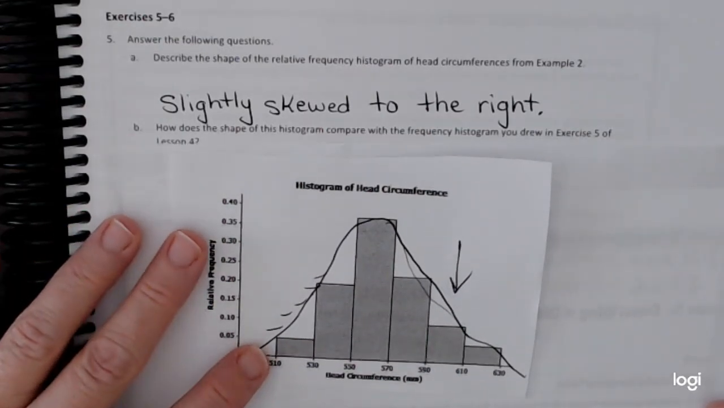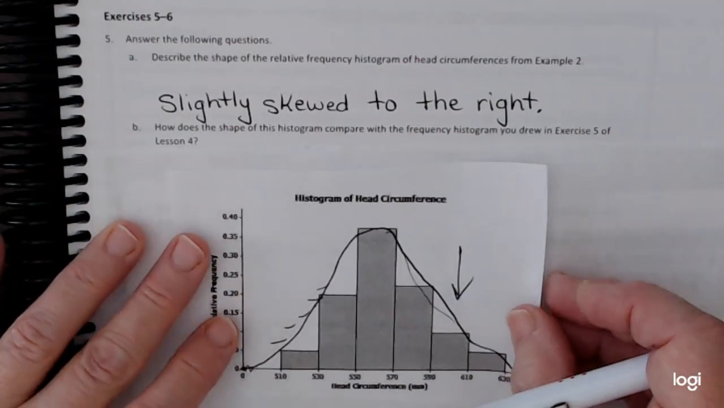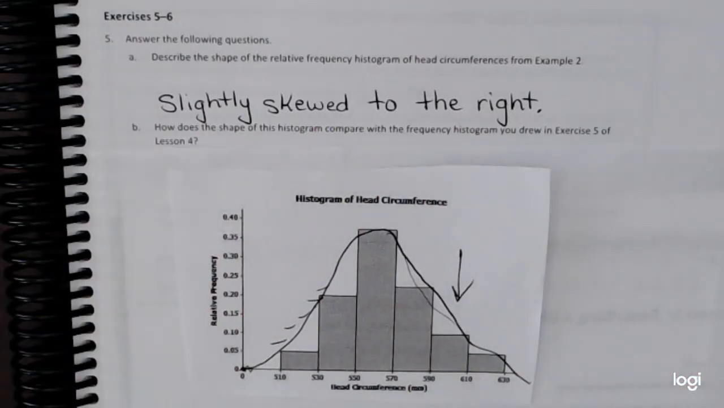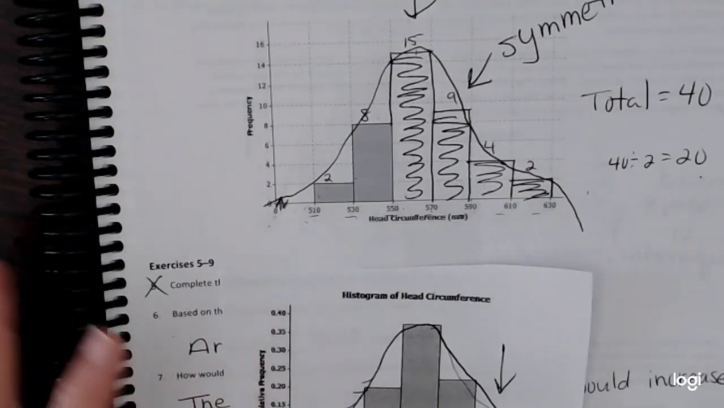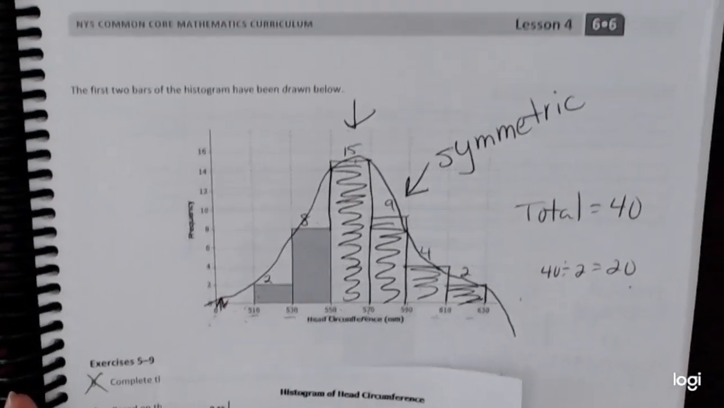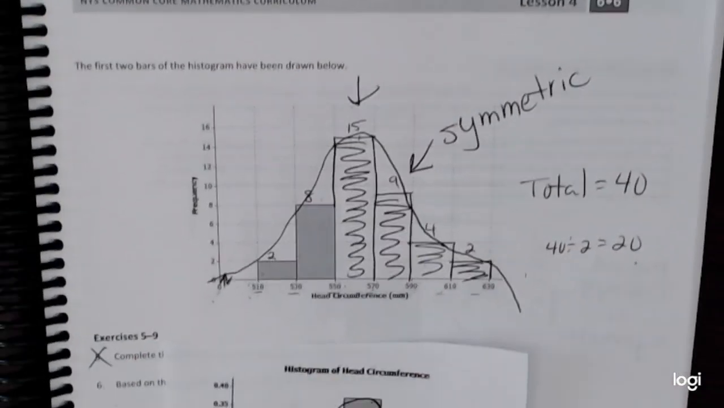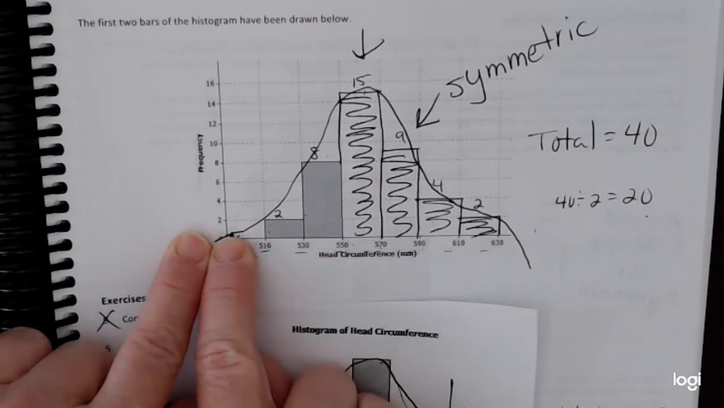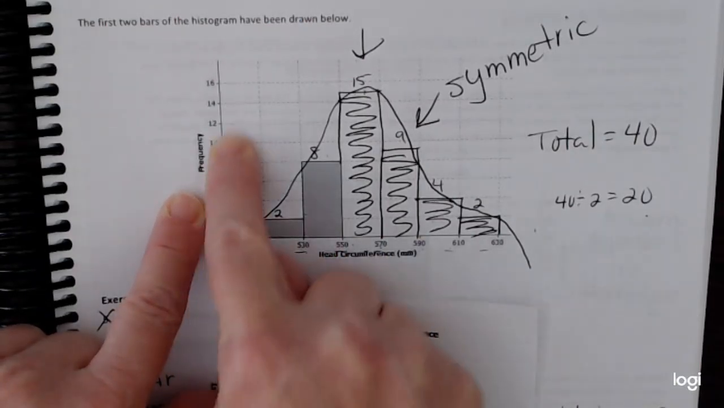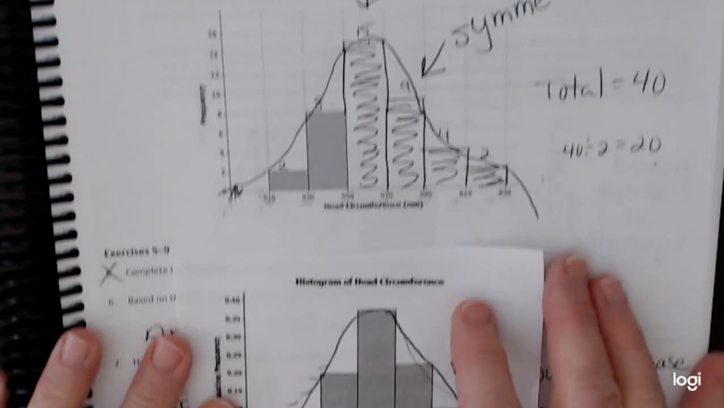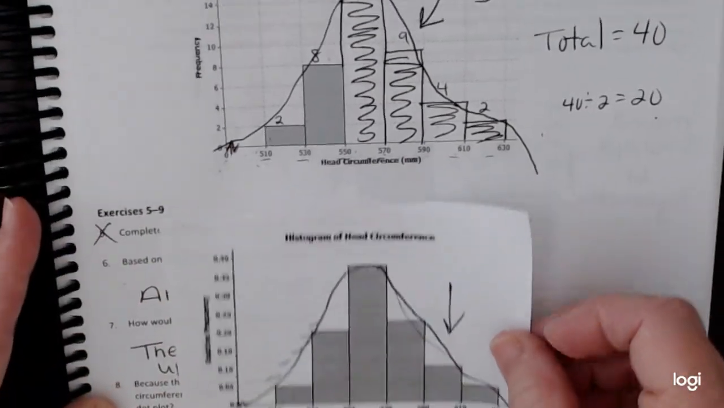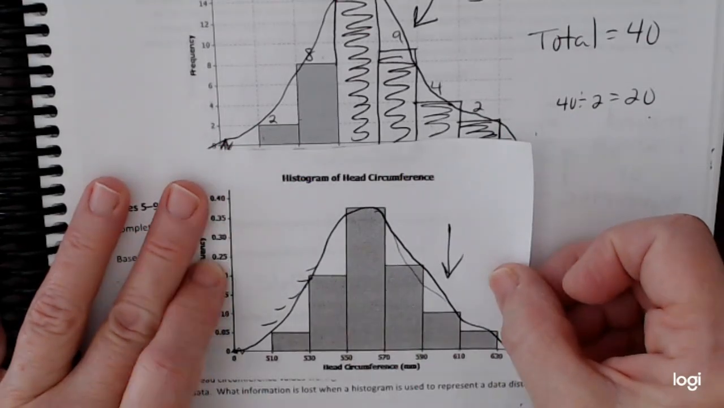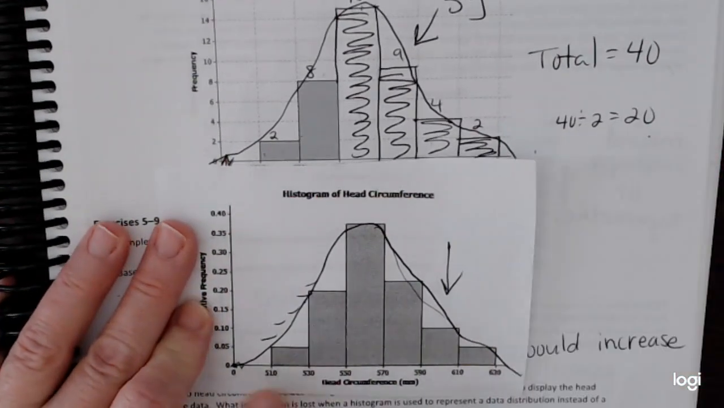Next question says, how does the shape of this histogram compare with the frequency histogram you drew in exercise 5 of lesson 4? All right, so I went ahead and turned my pages back for you to lesson 4, which we did last week. We already made this graph, and if you notice, this is the one where we took the frequencies. 2 people needed this size, 4 people, 6 people. These were actually the number of people, whereas today we used the relative frequency. And if you look at my graph, they are almost identical except for the labels.